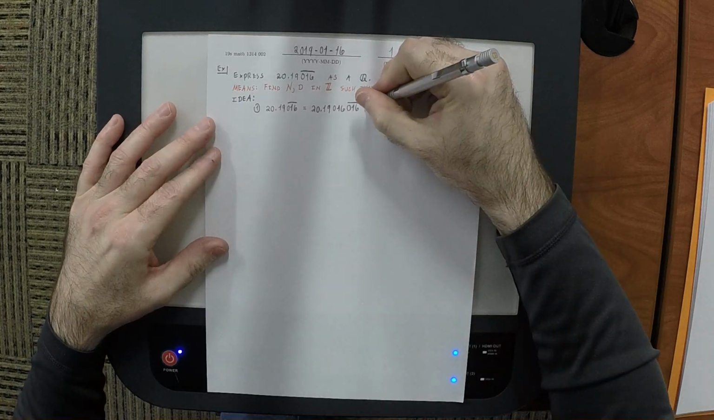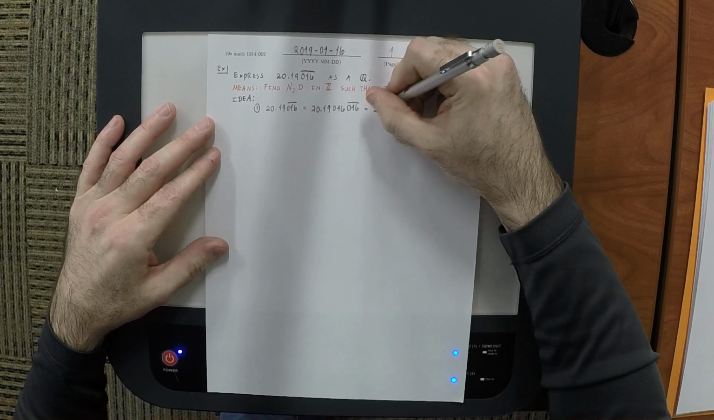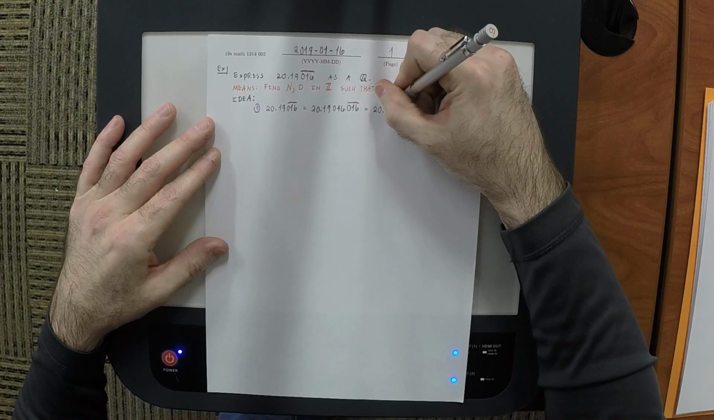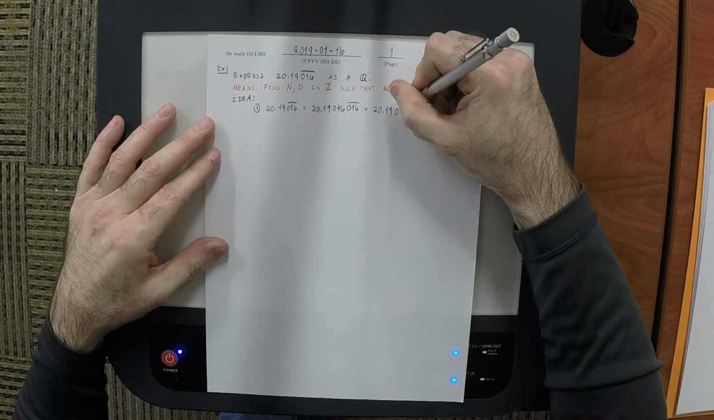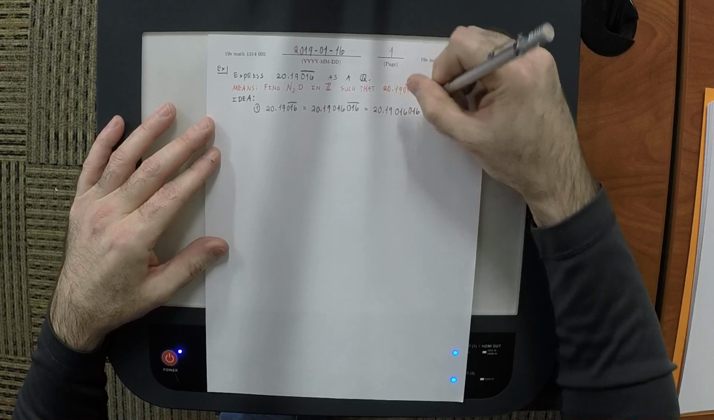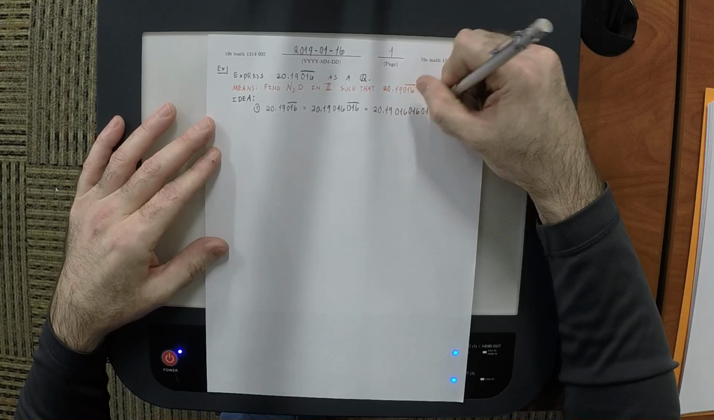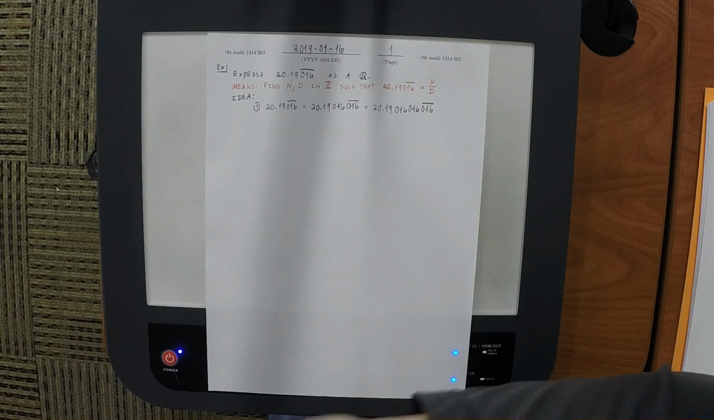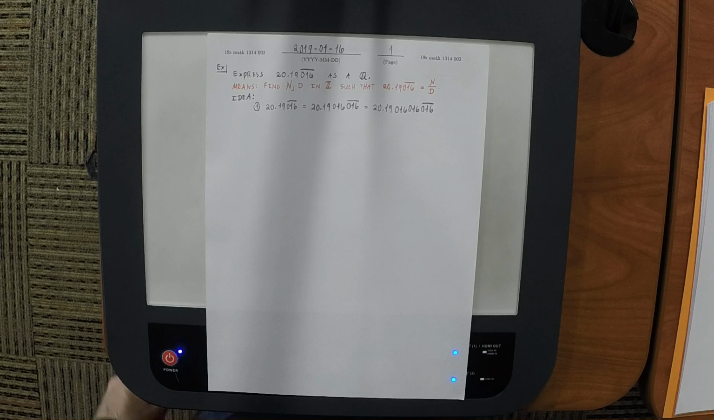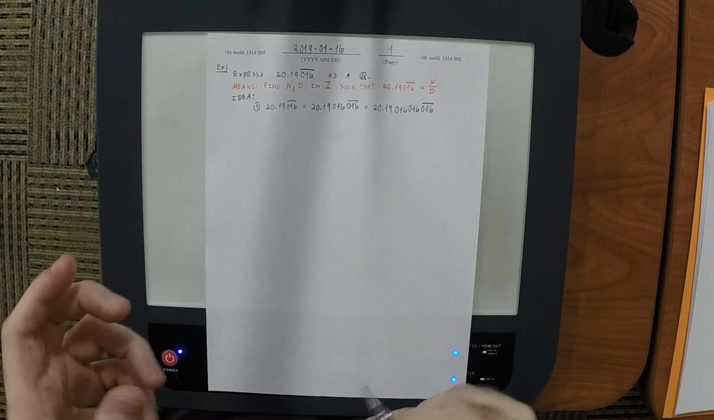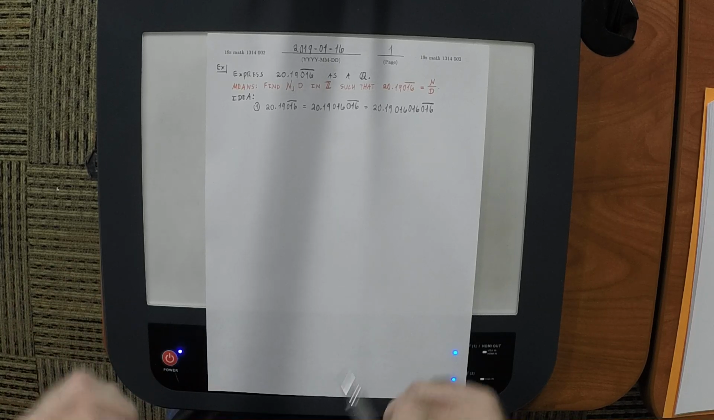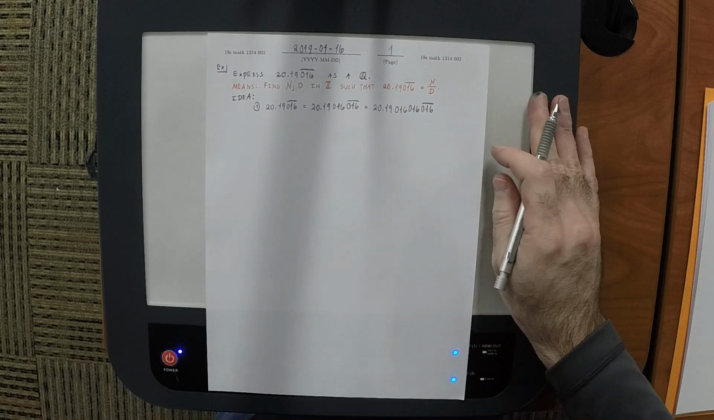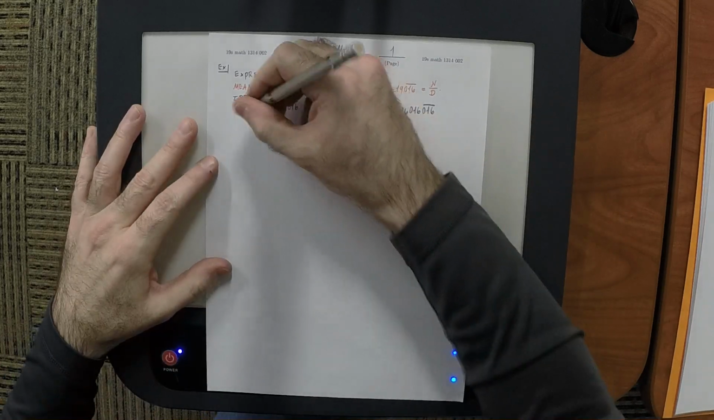Which is in turn the same as 20.19016 016 repeating. So you can just pull out as many of those groups as you wish. That's the idea. That's what that repeating bar means. So here's the idea.